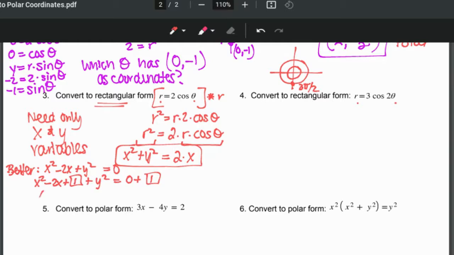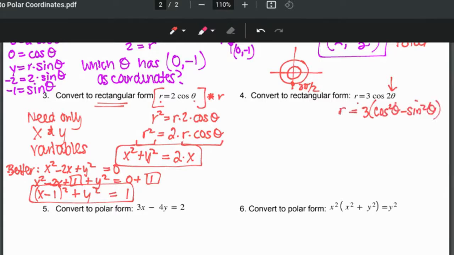And then if I factor, I get (x − 1)² + y² = 1. So for number 4, it's a little bit different because we have cosine of 2θ. If we use our identities sheet and try to simplify or substitute, we can replace cos 2θ with cosine squared minus sine squared. So I'm going to do that first, and then I need to try to get x and y substituted in there.